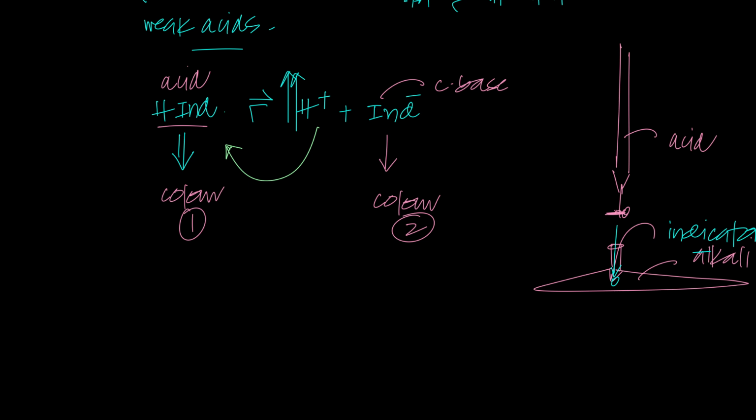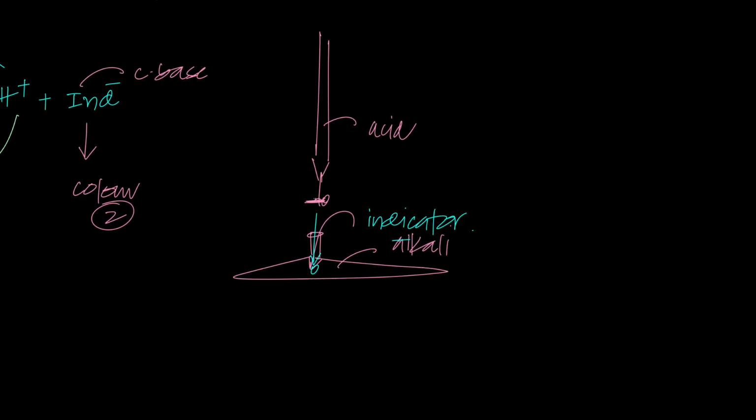And how would it minimize the increased hydrogen ion concentration? By shifting the equilibrium to the left hand side. And that's when you see this color. Color 1. How beautiful.